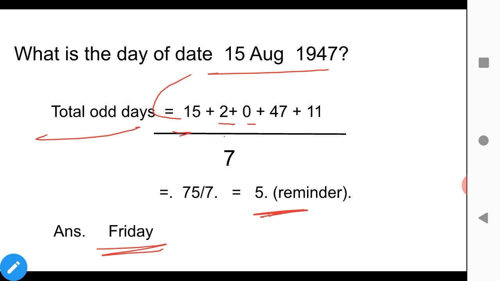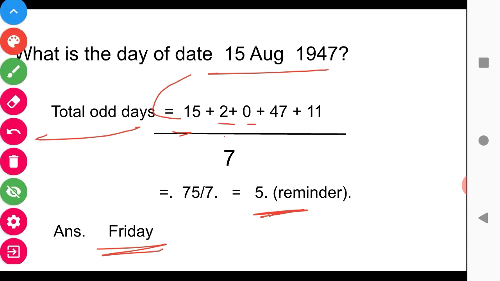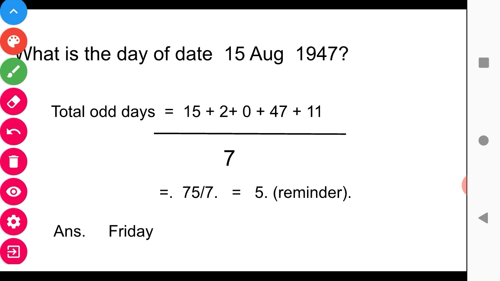So we have to calculate odd days up to August. That means we have to calculate the odd days of January, February, March, April, May, June, July. August is not complete; the August month is running and August 15 is running. So we need to calculate the odd days from January to July. But here the month code is 2, so now we will decide what is in the month code. See, the month code is doing the same thing.